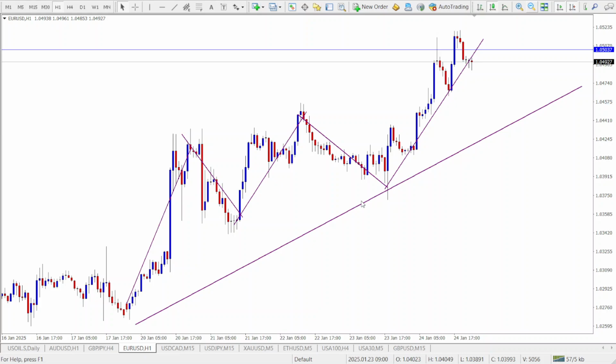So what makes the running flat unique is that it does not fully retrace. It typically occurs when the market takes a brief pause to consolidate before continuing in the direction of the overall trend. So instead of fully retracing, it maintains the momentum of the prevailing trend, giving traders valuable clues about what could happen next.